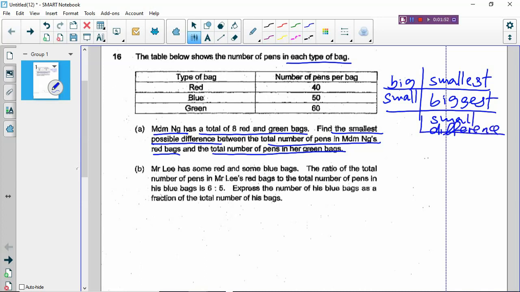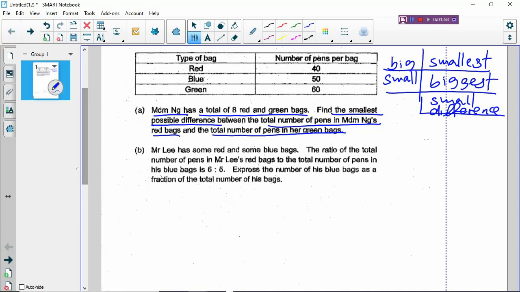So with that, we can think about how to do this problem for part A. Madam Ng has a total of 8 red and green bags. We don't know how many red and how many green, so we can use a bit of guess and check. The guess and check method is applicable here. I'm going to break up the bags into 4 red and 4 green. When you do guess and check, you always take the total and divide by 2, so your first guess is quite a clever guess.